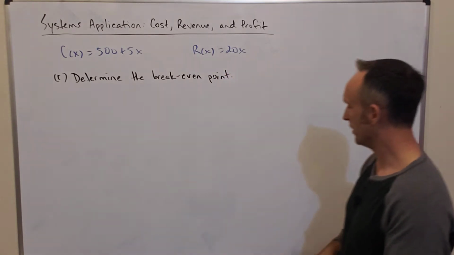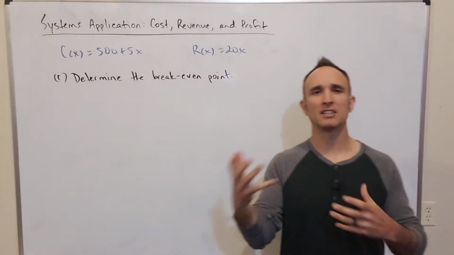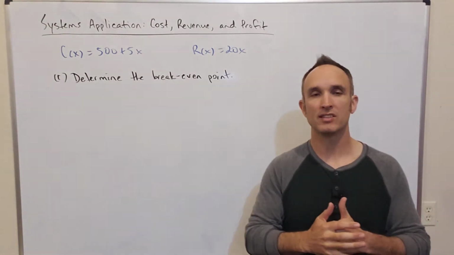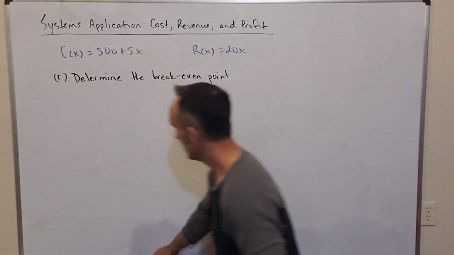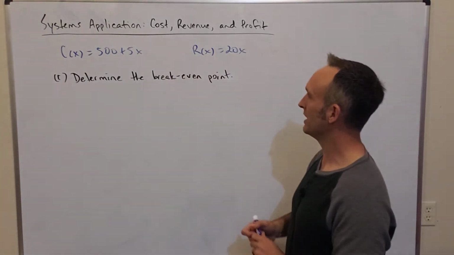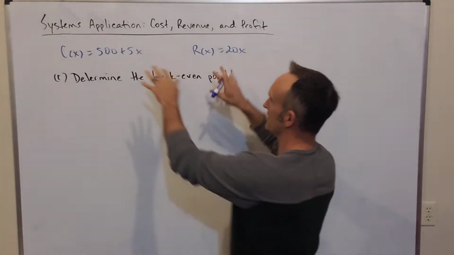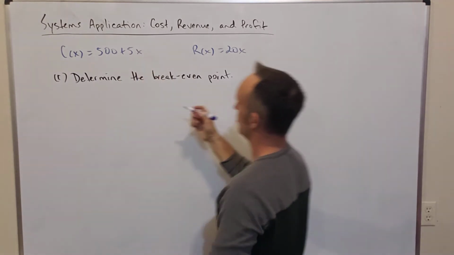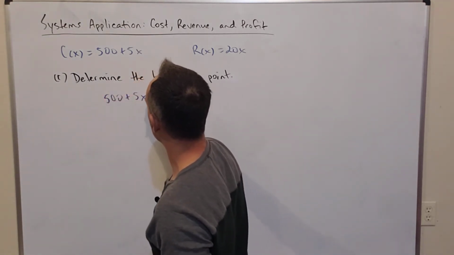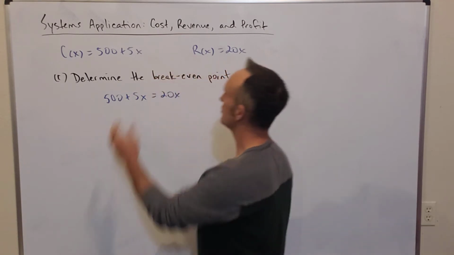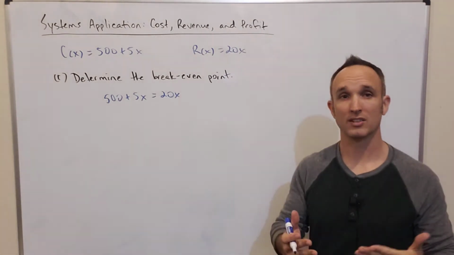Determine the break-even point. So the break-even point is when the cost and the revenue are equal. And sometimes this is even called equilibrium. They're balanced, right? So equilibrium or break-even point, the cost and the revenue are equal. So in other words, we have the system of two equations. We want to know when they're equal. Graphically, remember, that means when do these two lines, because these are linear equations, when do these two lines cross?